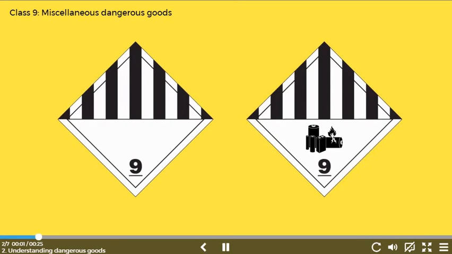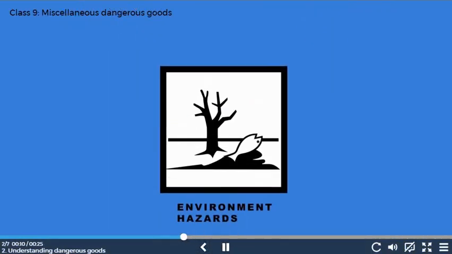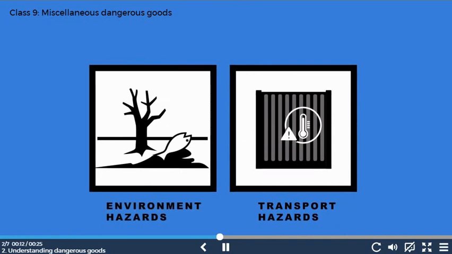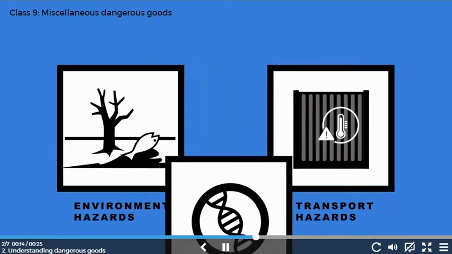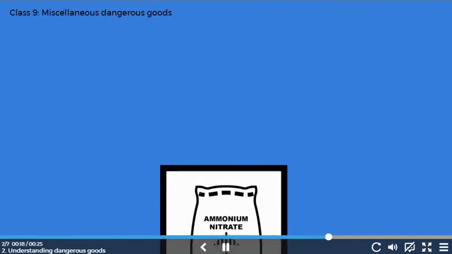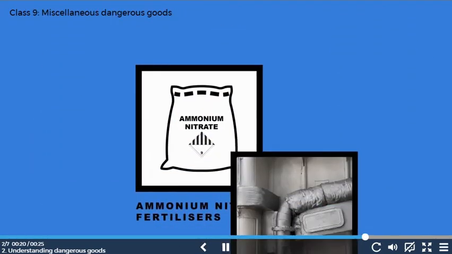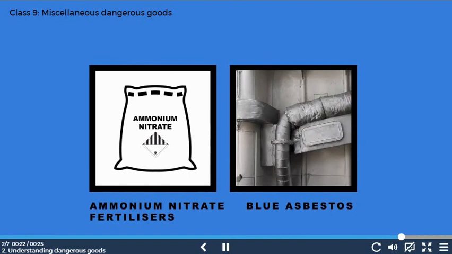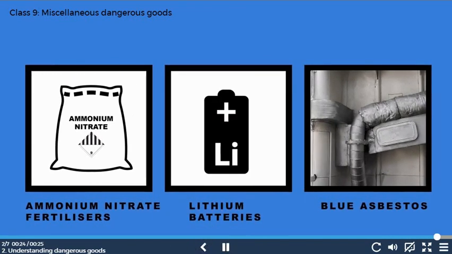Miscellaneous dangerous goods are considered hazardous, but do not fit into the other categories. This includes substances that are hazardous to the environment, substances transported at high temperatures, and genetically modified organisms. Common examples include some ammonium nitrate-based fertilizers, blue asbestos, and lithium metal batteries.